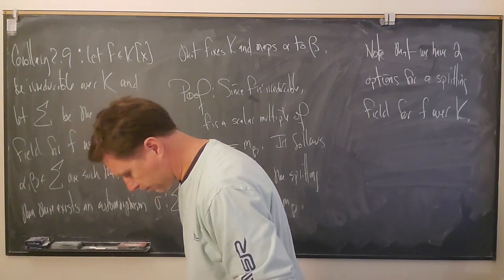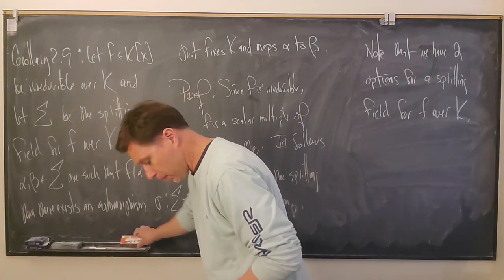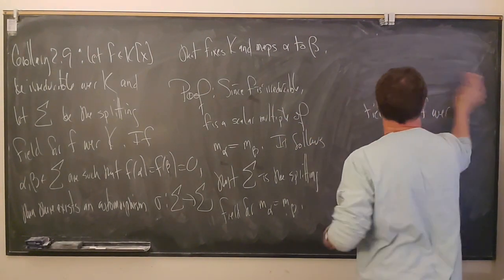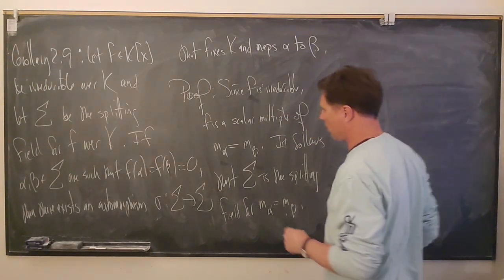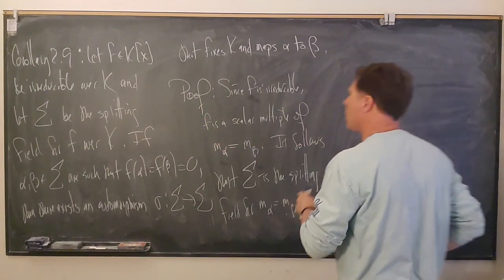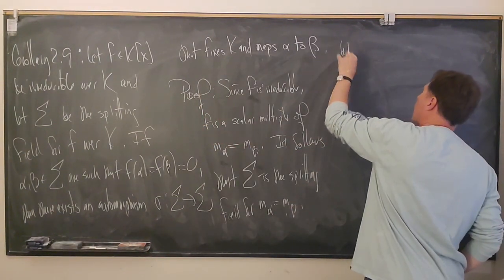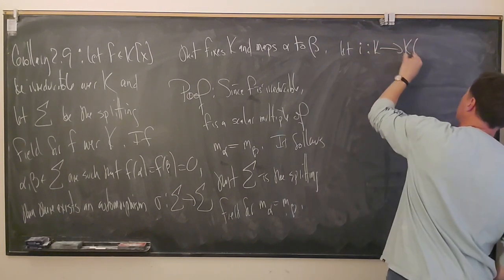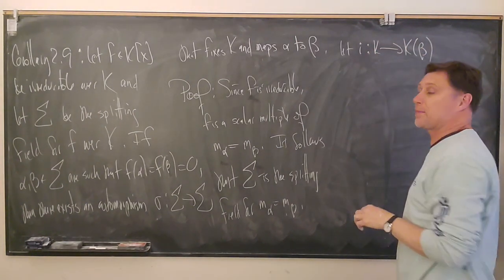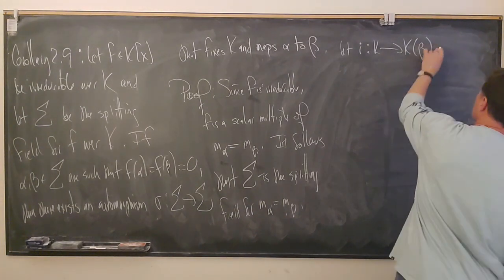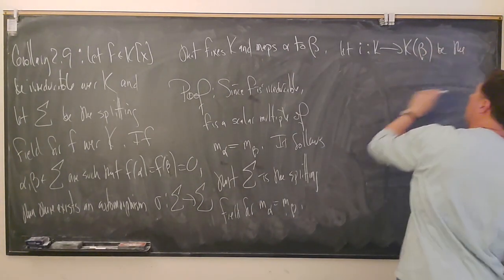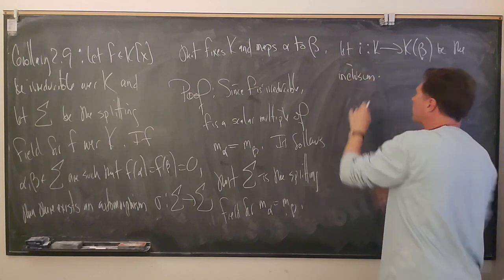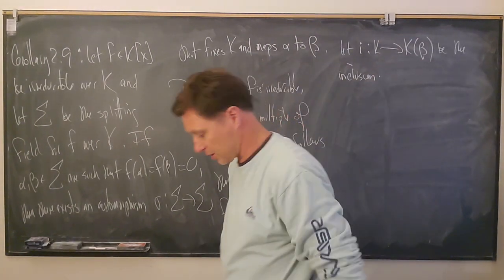Now, so I'm going to set this up correctly now. So let's let I be a map from K into K adjoin beta. Now what I want I to be is the inclusion mapping, right? So it just sends every little k into little k viewed inside K adjoin beta.